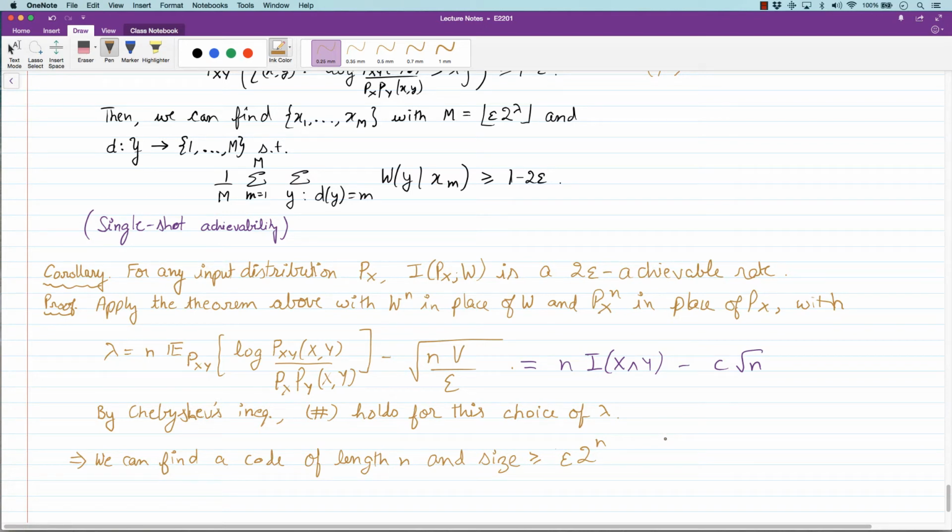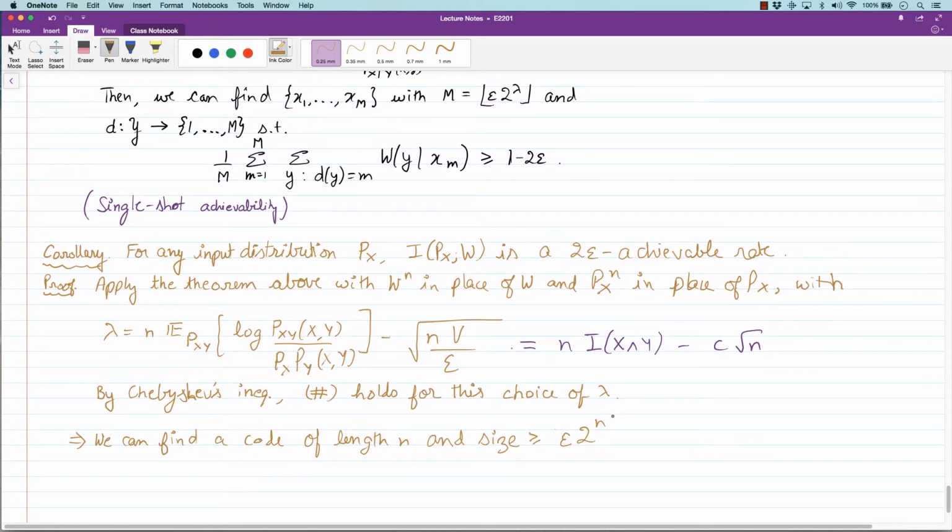Right. So we can find a code of size 2 to the power n times I(X;Y) minus c times root n, with average probability of error less than 2 epsilon. Okay, and with this, you have rate greater than I(X;Y) minus something small, which implies I(X;Y).